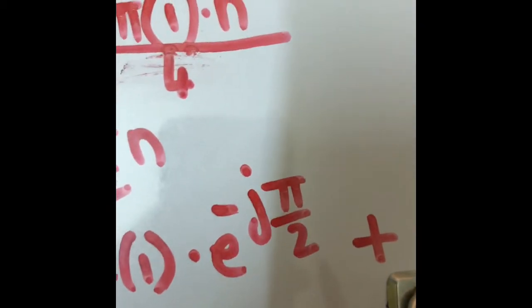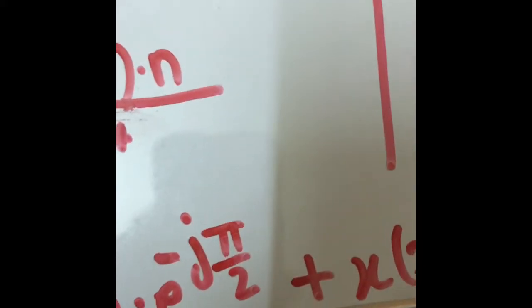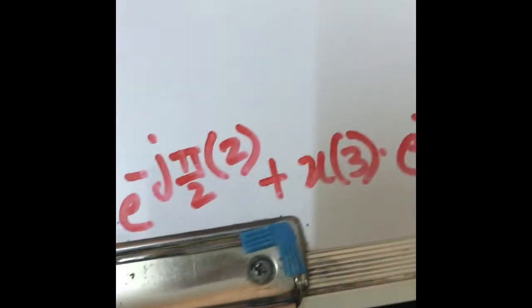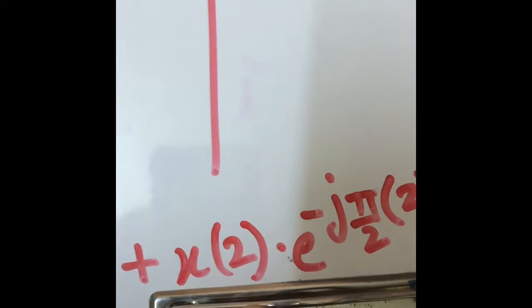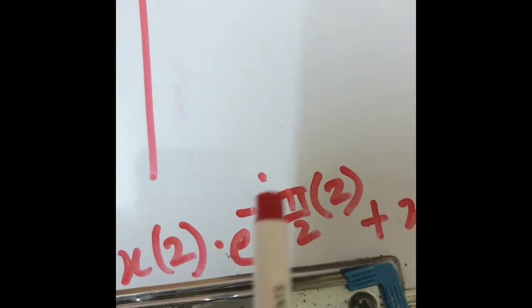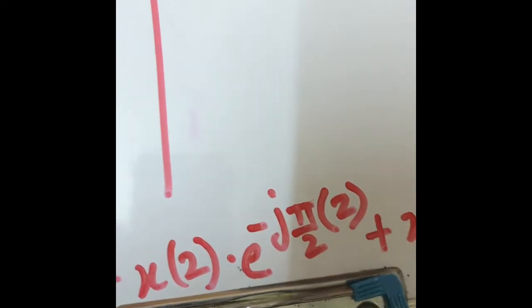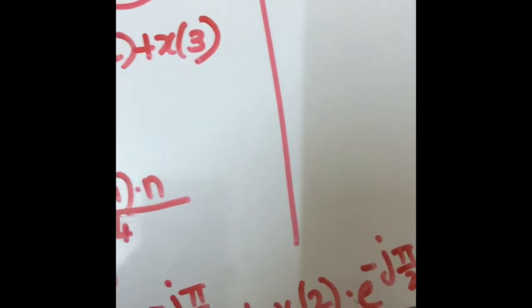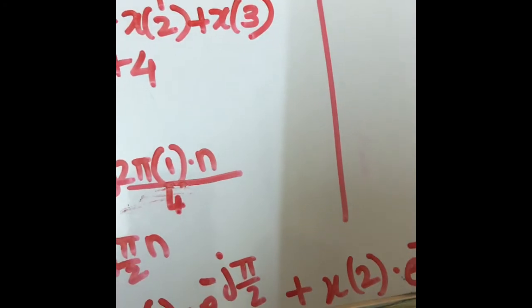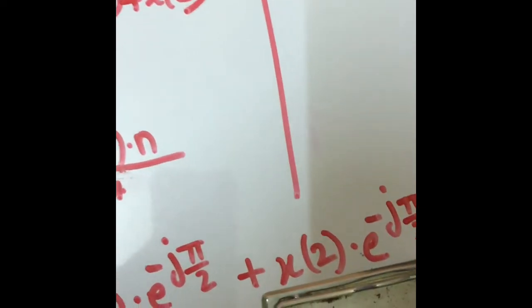So x of 1 into e raised to minus j pi by 2. Again, what is e raised to minus j pi by 2? It is equal to minus j. So x of 1 into minus j. Now the next term is x of 2 into e raised to minus j pi. Again, what is e raised to minus j pi? It is cos pi minus j sin pi.